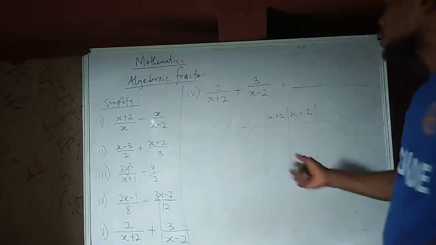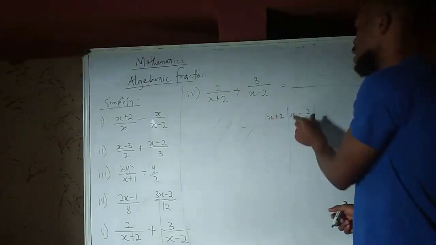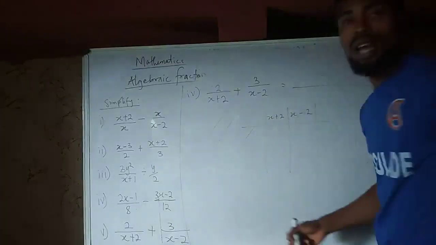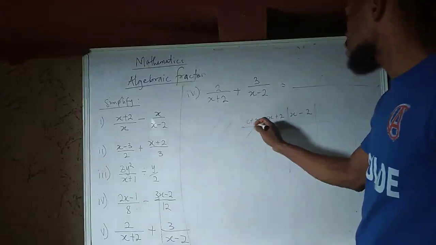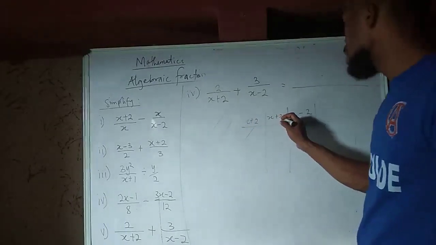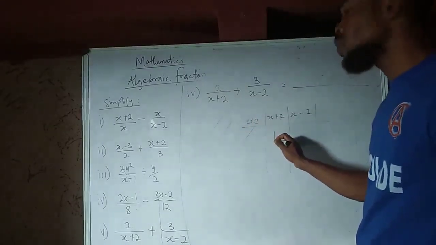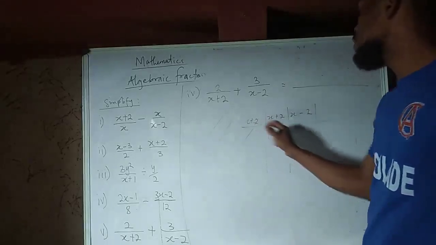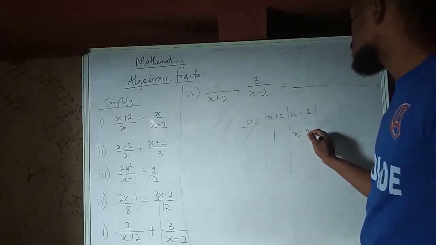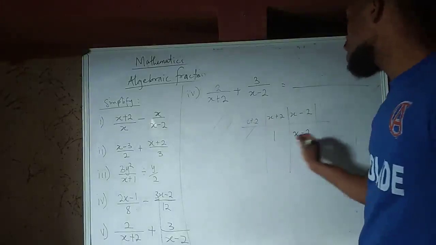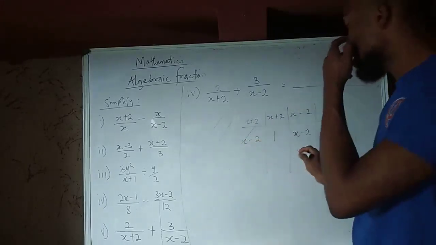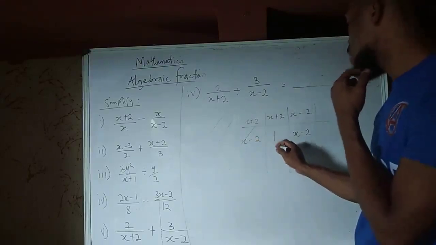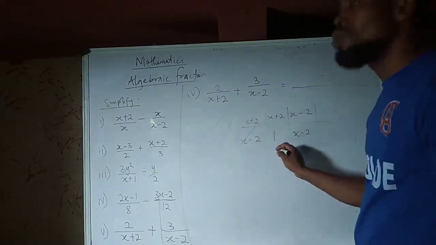The LCM of x plus 2 and x minus 2 is simply going to be, we look for a factor that can divide this guy and divide this guy until we get to 1. So one factor that can divide this guy is x plus 2. x plus 2 can divide this x plus 2, so when this is divided by this, we get 1. This cannot be divided by this, so this remains as x minus 2. So what we can now use to divide this guy is x minus 2. x minus 2 divided by x minus 2.